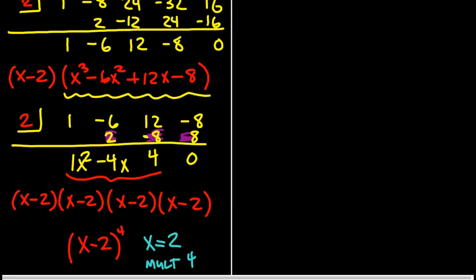And that makes sense because the multiplicity was even, and even multiplicities don't pass through, they bounce back. You know what I'm saying?